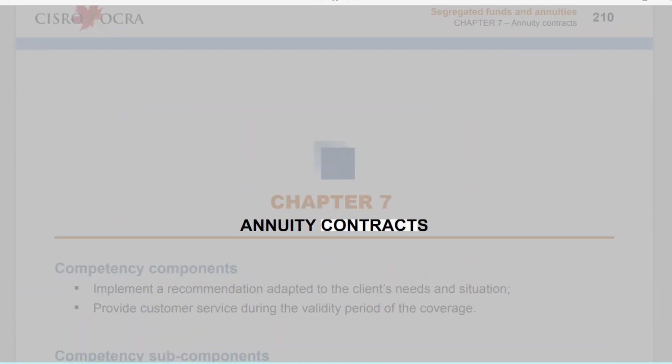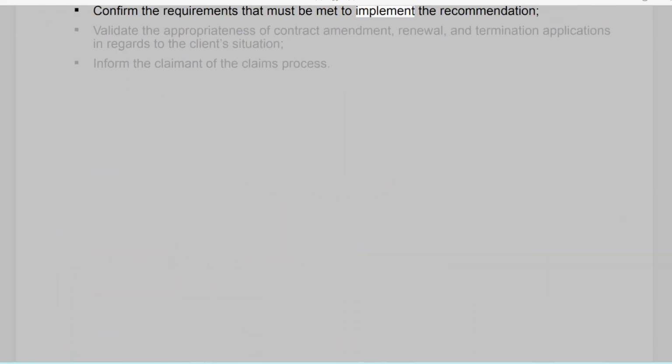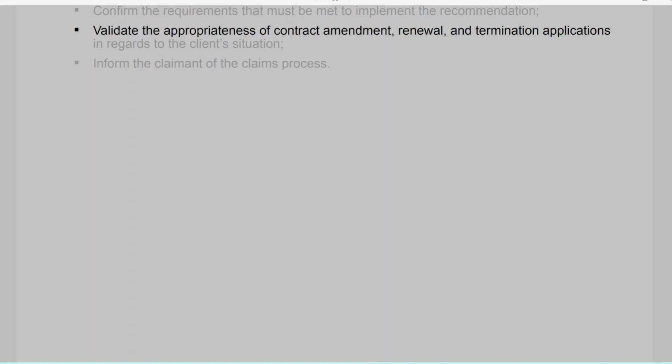Chapter 7 Annuity Contracts. Competency components. Implement a recommendation adapted to the client's needs and situation. Provide customer service during the validity period of the coverage. Competency subcomponents. Confirm the requirements that must be met to implement the recommendation. Validate the appropriateness of contract amendment, renewal, and termination applications in regards to the client's situation. Inform the claimant of the claims process.